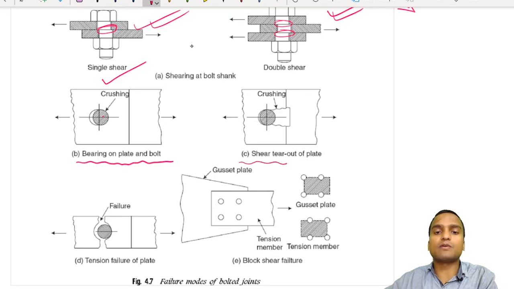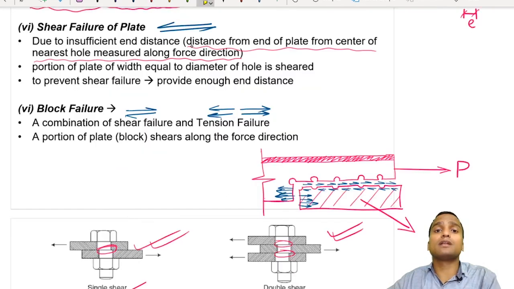This is the diagram of shear failure of the plate. In this case, we see the value of e is very less, the end distance is very less. So the plate is failing in shear here. So you see the crushing here. Okay. Now how to prevent shear failure of the plate? By providing sufficient end distance.